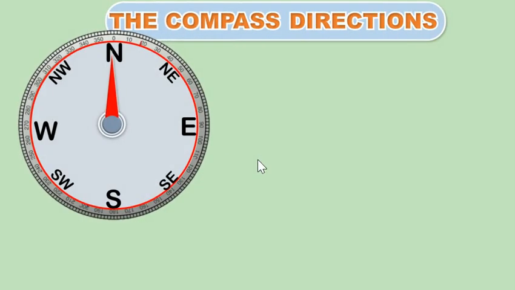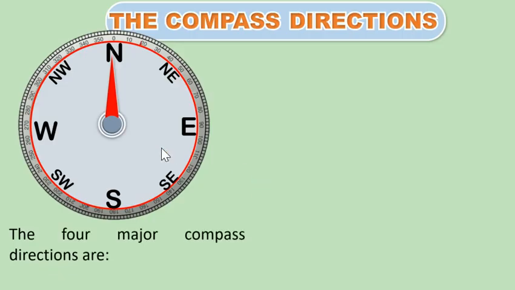The compass direction. There are 4 major compass directions: north, east, west, and south. Then we also have midway, making 8. And if you divide each into 2, you can have 16. But for this presentation, we're going to stop at the 8 compass directions. So now, let's go. The 4 major compass directions are, as I mentioned, number 1 is north.